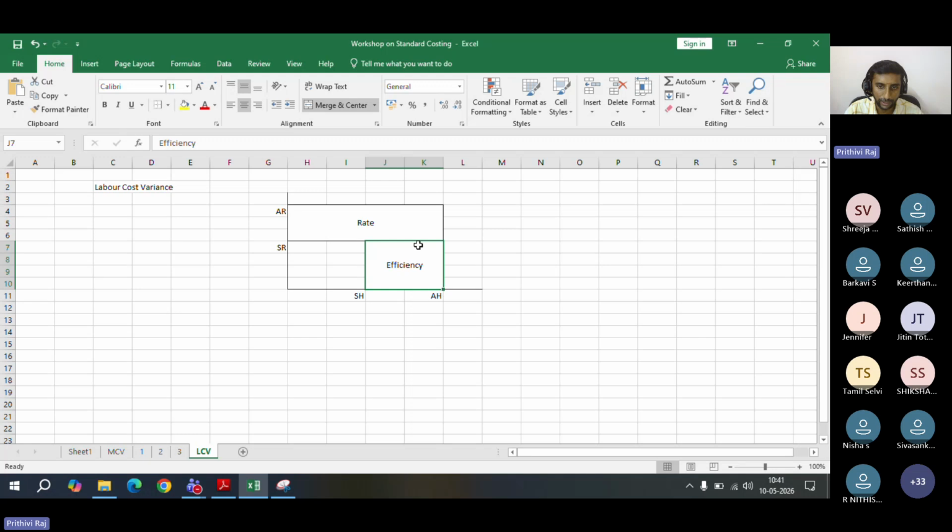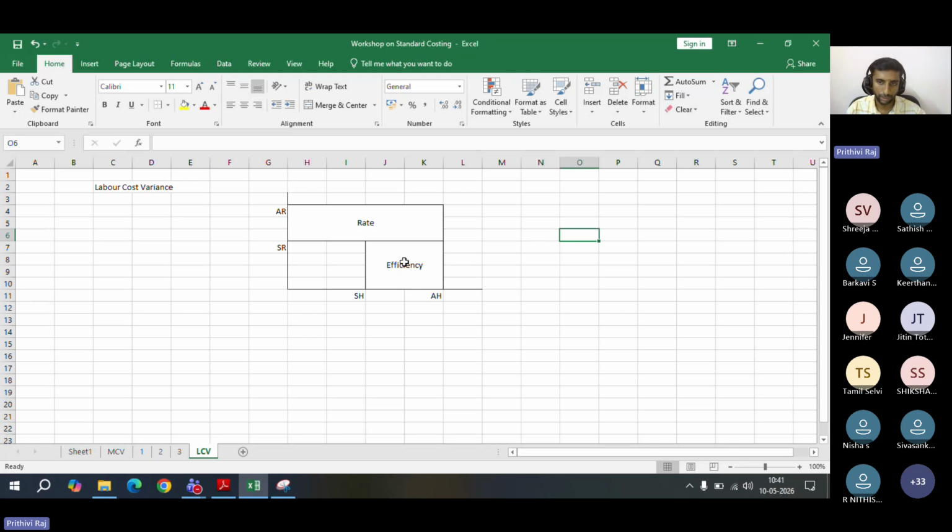Labor efficiency variance, this box: SR into SH minus SR into AH. This is why I said in material cost variance, if you don't understand that graph, for all the subsequent graphs we are going to follow the same approach. Now this is as for material, what we did without the mix, for a single material. In labor, we are not going to tell single labor or two or more labors. We are going to group the labors as gangs.